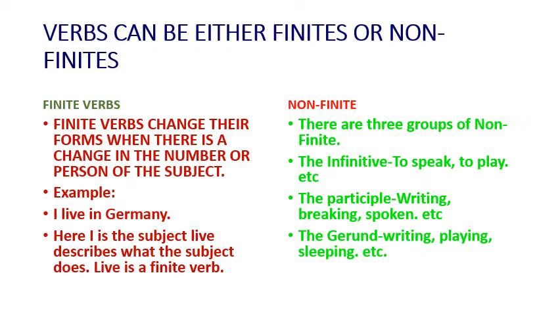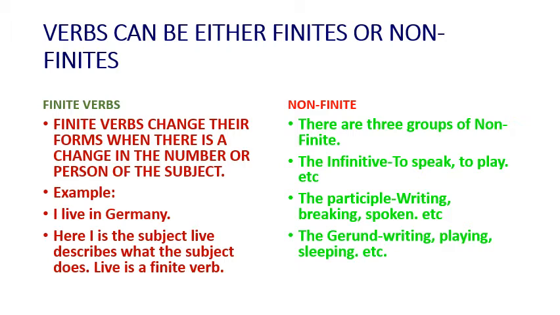Verbs can be either finite or non-finite. Finite verbs change their form when there is a change in the number or person of the subject. Example, I live in Germany. Here I is the subject. Live describes what the subject does. Live is a finite verb.